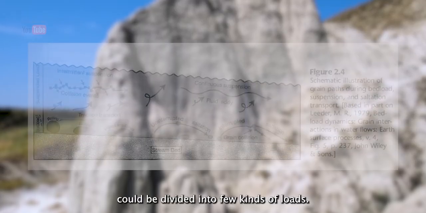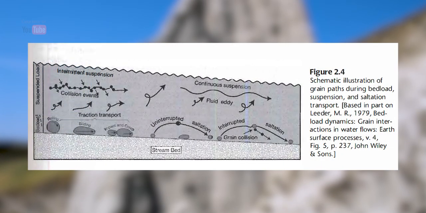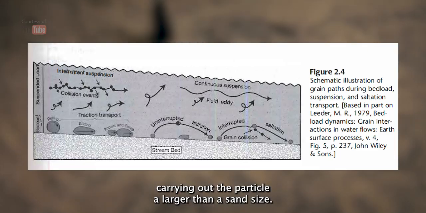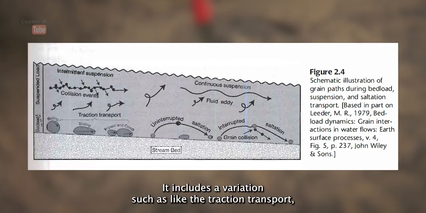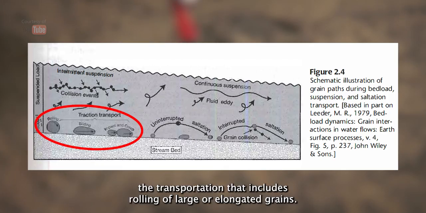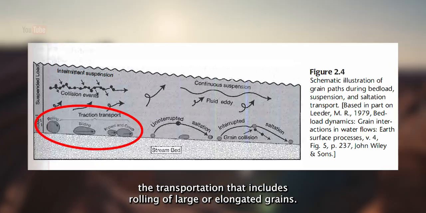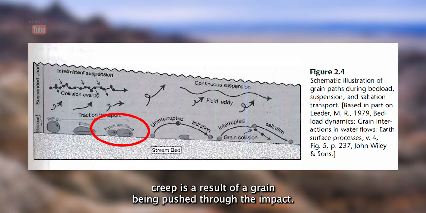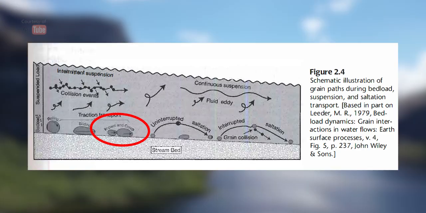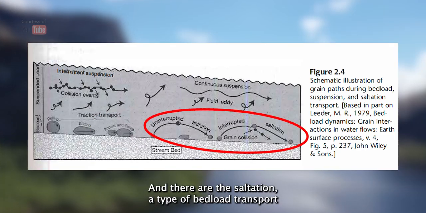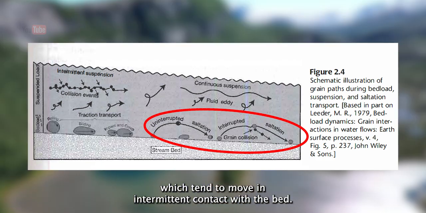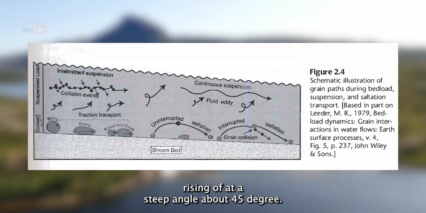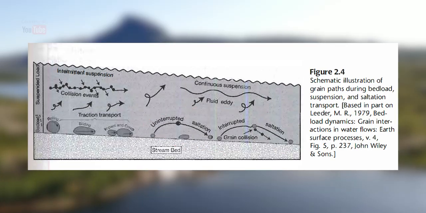Well, transportation could be divided into a few kinds of loads. There is bed load transport, which essentially carries particles larger than sand size. It includes variations such as traction transport, the transportation that includes rolling of large or elongated grains. It could be sliding or impact and creep. Creep is a result of a grain being pushed by the impact. And there is saltation, a type of bed load transport which tends to move in intermittent contact with the bed. In short, they are jumping through the bed, rising off at a steep angle of about 45 degrees.